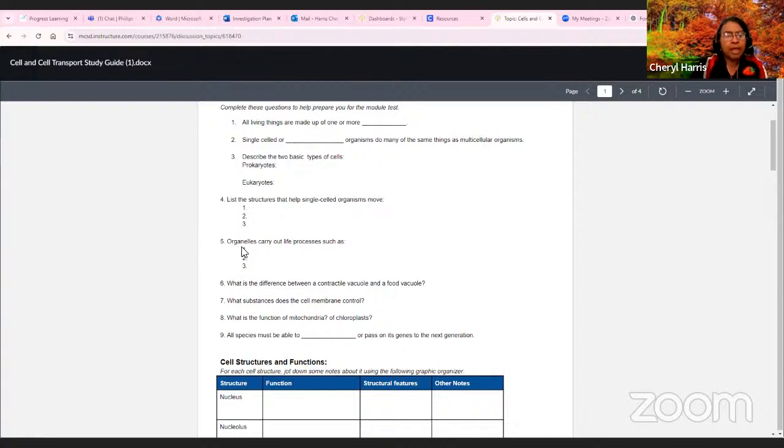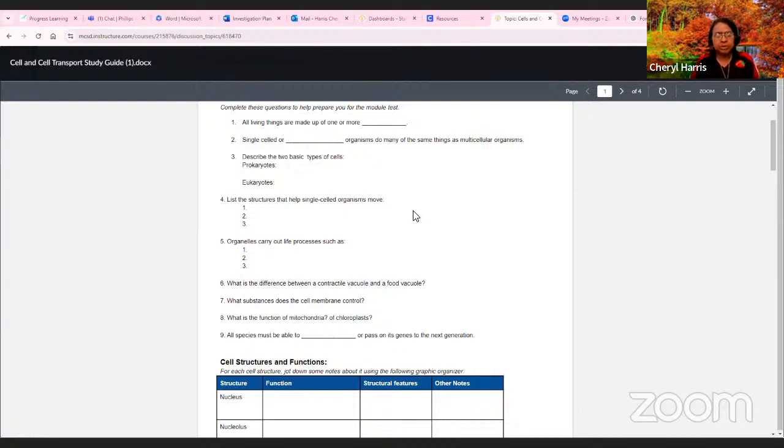All right. Organelles that carry out life processes such as respiration, photosynthesis, digestion, reproduction, those are your life processes. So come up with three organelles that help you with those. And next to the organelle that you name, say what the life process is, because there's more than three life processes. So whatever organelle you pick, say what life process you want that to represent.